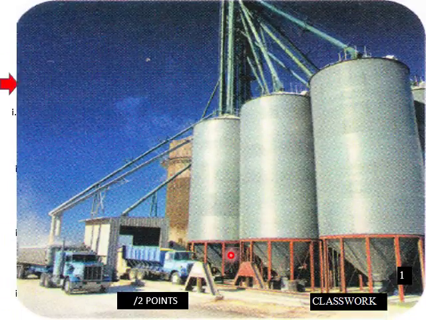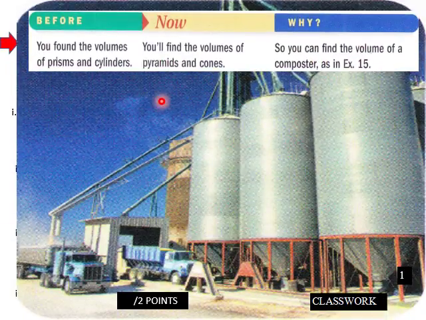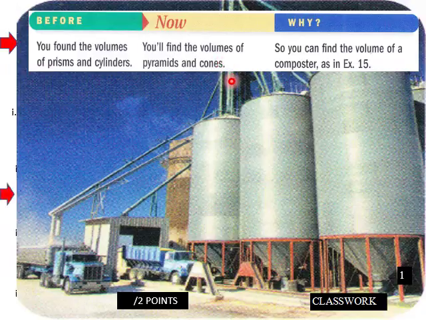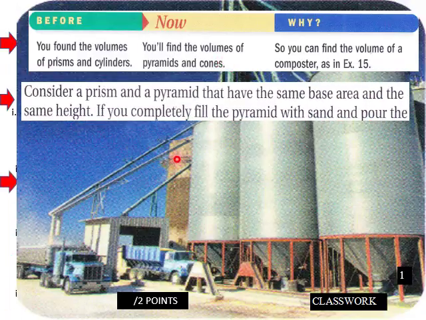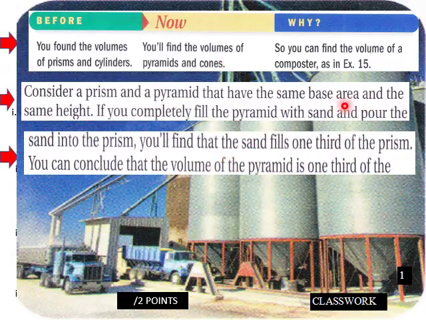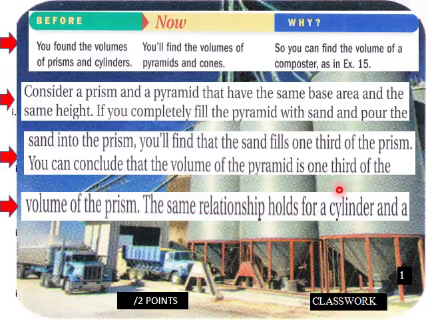Okay. Page 1 of our classwork. You found the volumes of prisms and cylinders. You'll find the volumes of pyramids and cones. Hooray! So, consider a prism and a pyramid. They have the same base area and the same height. If you completely fill a pyramid with sand and pour the sand into the prism, you'll find the sand fills 1/3 of the prism. You can conclude that the volume of the pyramid is 1/3 of the volume of the prism from doing this little experiment.